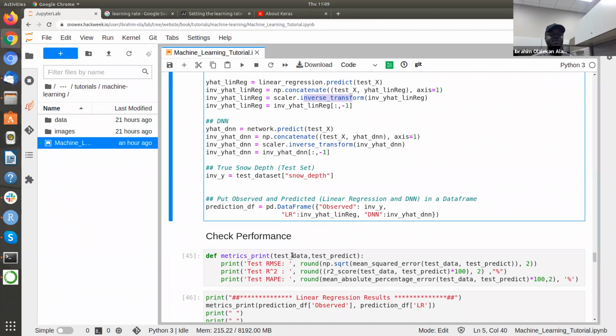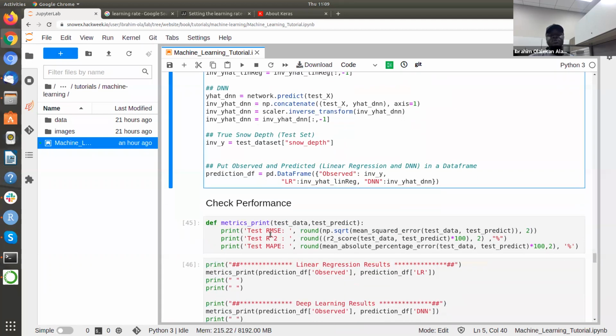If I want to check my performance on the test set, there are many ways to do that. But in this tutorial, I'm going to use the root mean squared error, the R square, which is often called the coefficient of determination, and the MAPE, which is the mean absolute percentage error. The root mean square is in the same units as my y variable. If the root mean square is 0, that means my prediction is perfect. The larger the root mean square, the larger the error. So we always want a root mean square closer to 0.